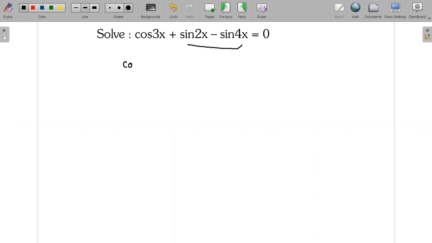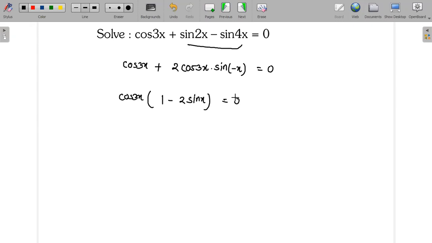By applying sine C minus sine D, we get 2 times cosine (C plus D) by 2, which becomes cosine 3x, times sine (C minus D) by 2. That will be sine negative x. Now it should be equal to 0. Remember, sine negative theta is equal to negative sine theta. We may take out cosine 3x as common. So the term we are left with is 1 minus 2 sine x. It is equal to 0.